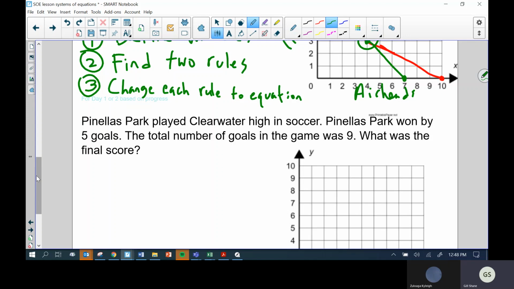X is the number of goals. So what's y? Goals. So what do we know about those? And what would you consider the second rule? Read it literally.